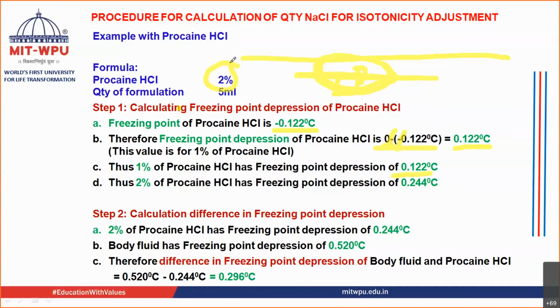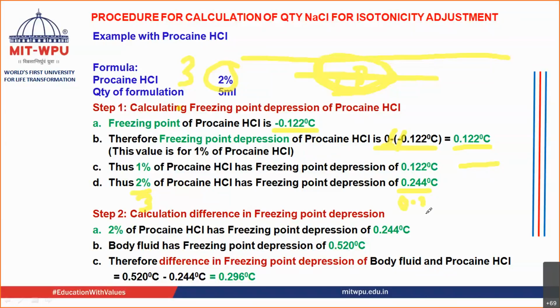So we are calculating the freezing point depression for 2%. So if 1% gives 0.122, then 2% will give 0.244. If 3% procaine hydrochloride had been given here, then for 3% it would be 3 multiplied by 0.122, so it will be 0.366 if I am not wrong.